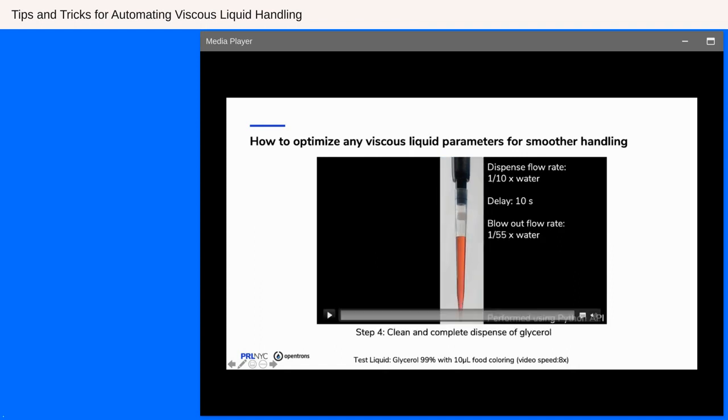Now, finally, we are going to dispense at 1/10 of the water rate, which we earlier realized is a pretty good rate for this particular liquid, add a delay of 10 seconds, but we are also going to decrease the blowout flow rate, which allows the liquid which is settled at the bottom to slowly get removed from the tip. Let's take a look over here. Now we are slowly dispensing the liquid, and now there is a delay for 10 seconds, and a slow blowout of 1/55 of that of water allowed us to have a pretty good tip.